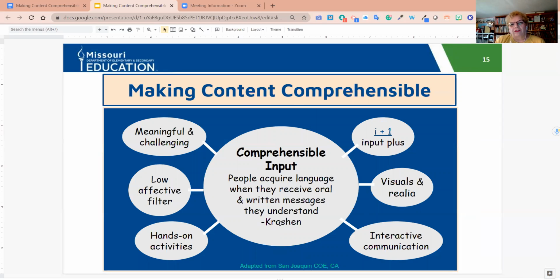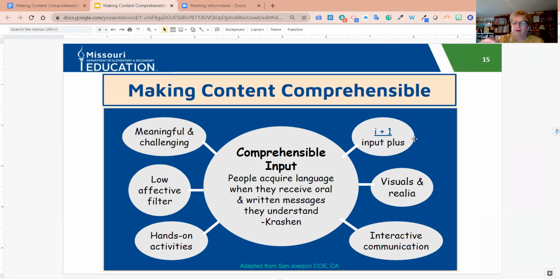So we're trying really hard to do this comprehensible input. And this is an idea brought about by Stephen Krashen many, many years ago. And comprehensible input says that people acquire language when they receive oral and written messages they understand. And he takes that a little bit further with this I+1, input +1, which kind of is telling us that we give them things that are a little bit difficult for them to understand, but through all the supports that we put around it, they're willing and they're able to internalize what we're teaching them and go forward. So that's what this +1 means.